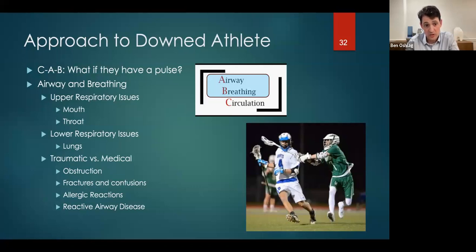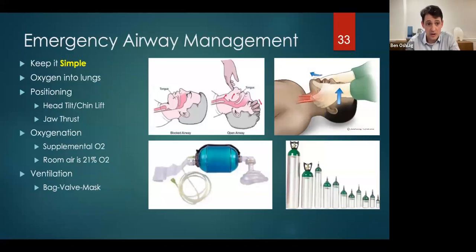Or is it a lower respiratory issue? Is it the lungs? Is it a pneumothorax? Is it an allergic reaction? Did they get stung by a bee? Is it some sort of asthma that's caused them to become hypoxic and collapse? But the most important thing to know is how to manage an airway. And you really want to just keep this simple.